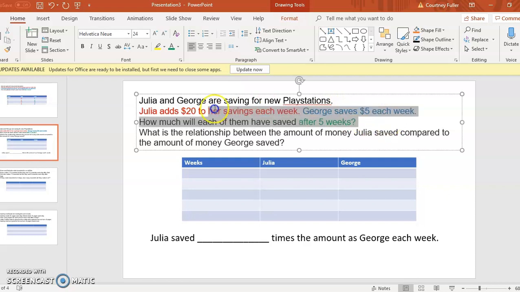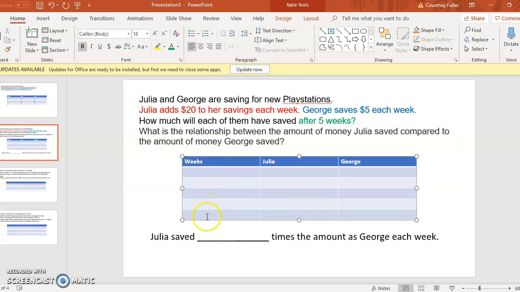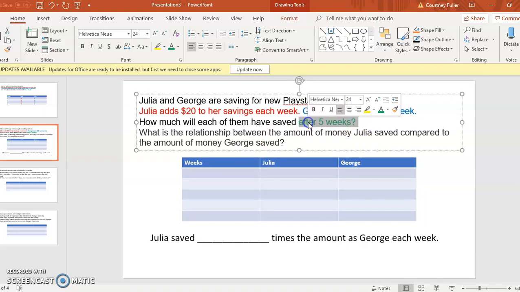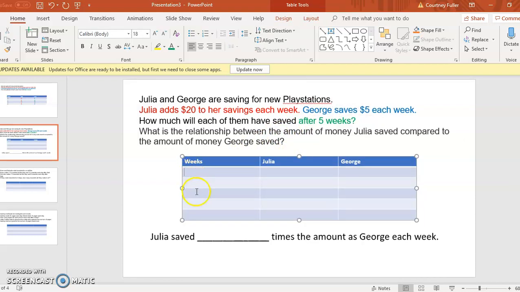This part of the question is just like what we did yesterday, and I have started to set up my table already. In this first column, I'm going to have the number of weeks. In the second column is going to be Julia's pattern, and in the third column is going to be George's pattern. As you can see, here is my green part, the number of weeks that this pattern is going to go, and that's my first column. So we have week 1, week 2, week 3, week 4, and week 5.